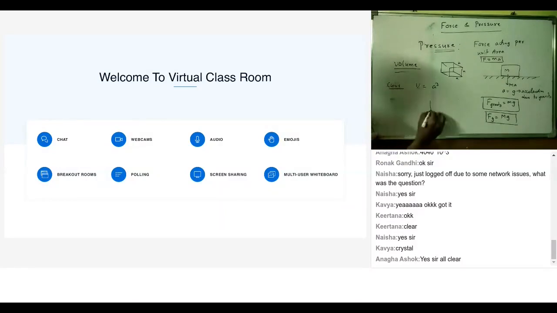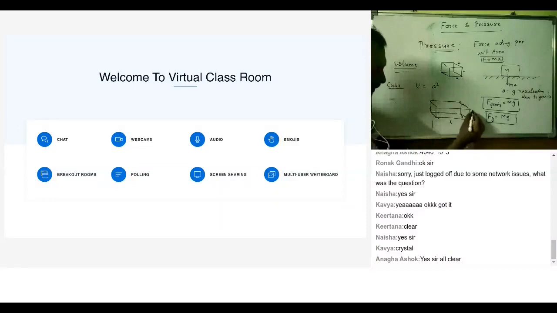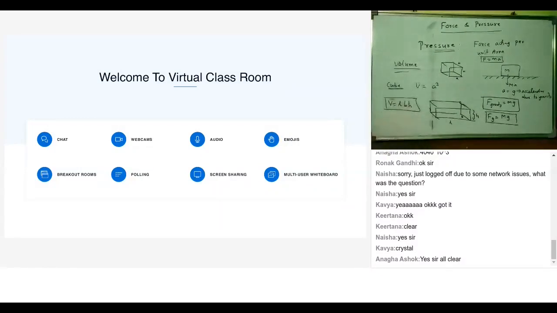Volume of a cuboid, this is a cube. If I have a cuboid, let's say this is L, this is B, and this is H. So what is the volume of a cuboid? All of you know this is LBH. Do all of you know this? Volume of a cuboid is LBH. We'll not go beyond that. We'll only use cubes and cuboids, nothing more than that.